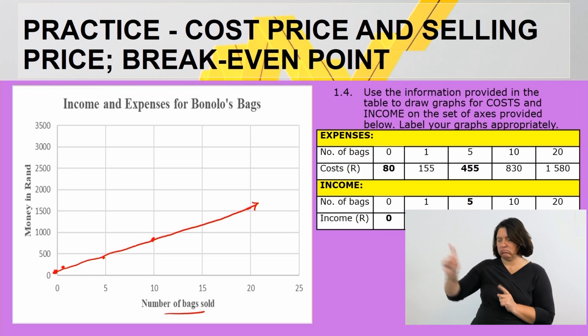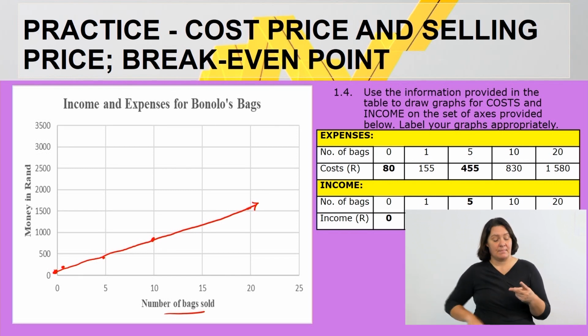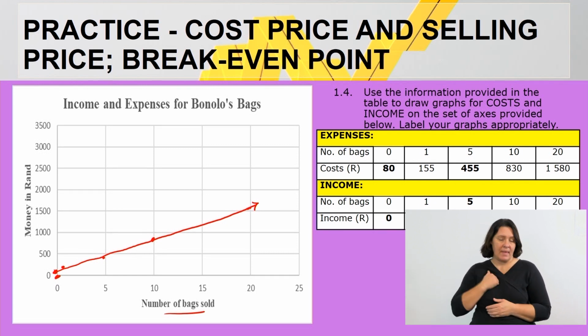All right, let's then look at our income. Looking at it, 0 sales, 0 income. We agree on that one. Then 1 bag will be more or less 100, so that will be not really there, but just round about there. Then 5 bags will be 500 rand. That is straightforward. 5 bags, 500.